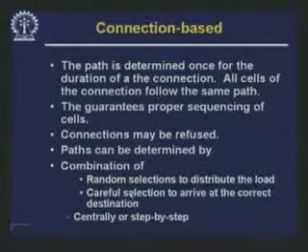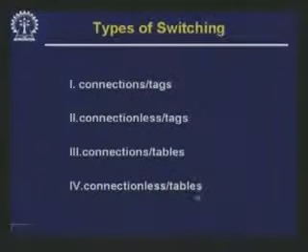This selection can be done either centrally or in a step by step fashion, as is done in a delta network. So, we have different types of switching. You have connections plus tags, you have connectionless plus tags. Of course, connectionless switches, we will look at in more detail when we discuss packet switches. So, part of the discussion that we are having here would also be useful in the next lecture. So, we may have connectionless plus tags, we have connections plus tables.